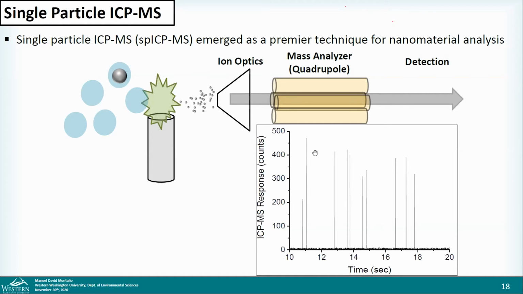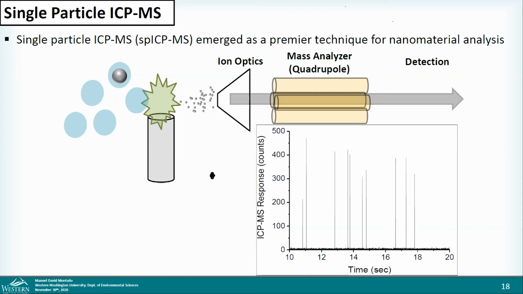And so what we can do with this is we can convert that intensity of the particle event into a mass, and from that mass we can get a size. And so this is a particle sizing technique. In addition, all these spikes correspond to an individual particle detection event, and so it's a particle counting technique as well. And so we're going to use this technique to identify where our microplastics go in the environment.